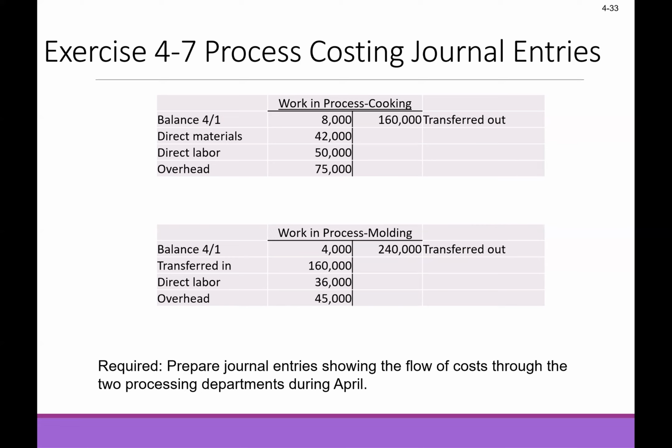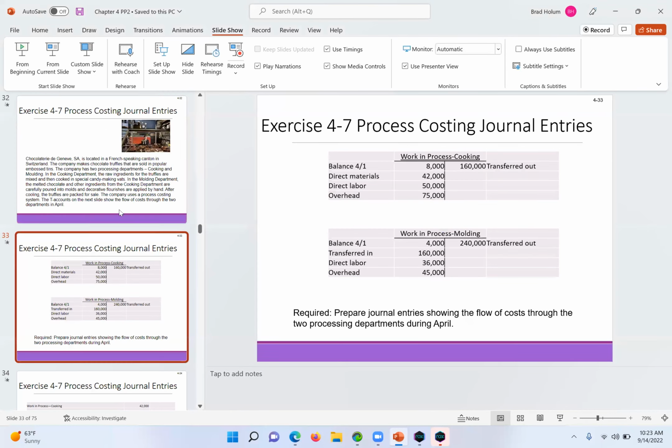Prepare journal entries showing the flow of costs through the two processing departments during April. I'm going to give you guys an attempt to try these. Let me see how we've broken down this class here today. So we've got Alexander, Connor, and Drew. How about you guys try to work on the first department? See if you get it right.